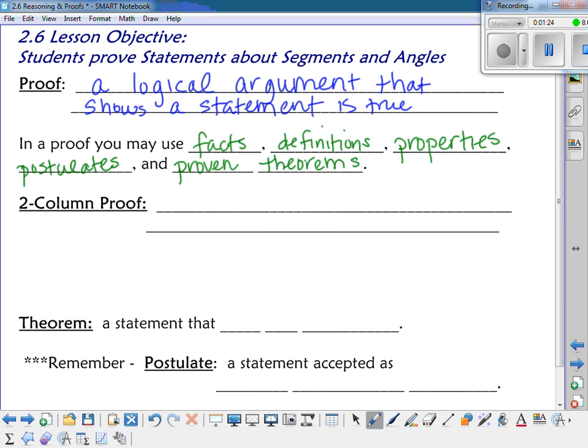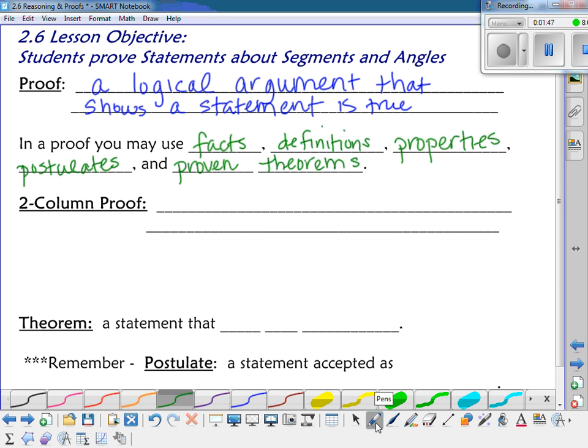So I've been saying since the start of the year, you need to memorize the stuff that we're learning here. The reason you have to memorize it is you need to be able to use what you know to develop a proof. And if you don't have the information readily accessible in your brain, it makes it a lot more difficult. So it's very important that you commit what we've done so far to memory.